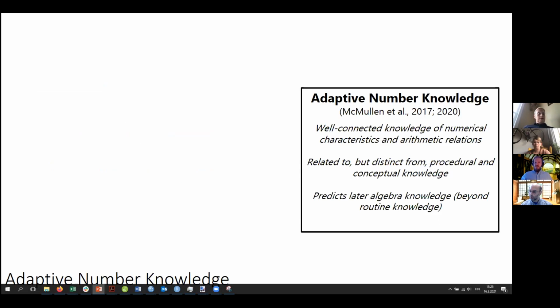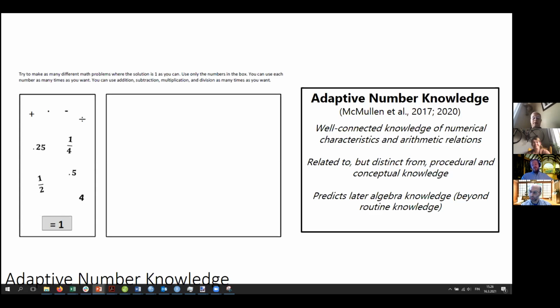So the idea here is that students integrate their conceptual and procedural knowledge in these novel contexts. And we found that, for instance, it's related to but distinct from procedural and conceptual knowledge, and that it predicts later algebra even after taking into account this more routine knowledge.